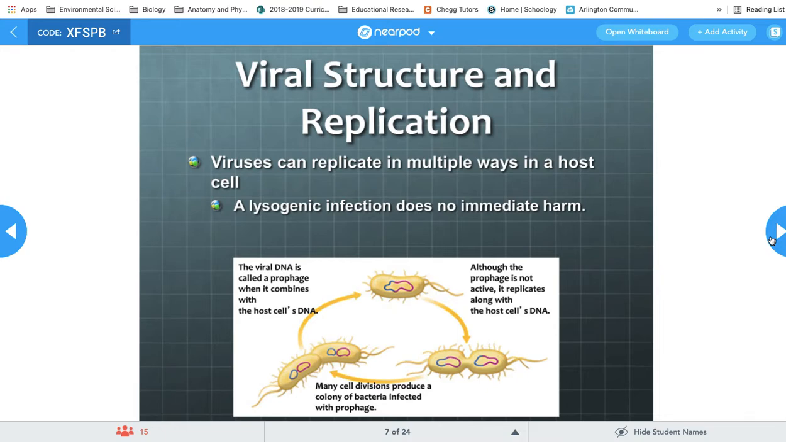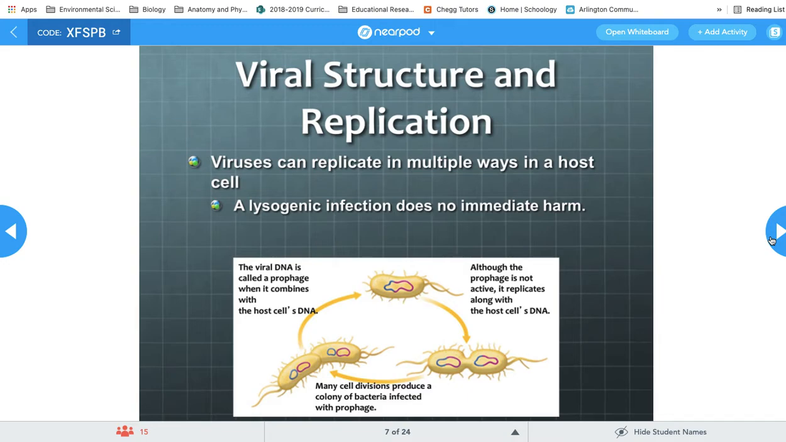Viruses can replicate in multiple ways in the host cell. The first one we're going to talk about is the lysogenic infection, and it does no immediate harm to the cells. First thing that's going to happen is we have a virus, and it's going to inject its DNA into a host cell. For instance, a host cell would be a human cell, a dog cell, whatever. And that viral DNA is going to intertwine itself into the host cell's DNA.